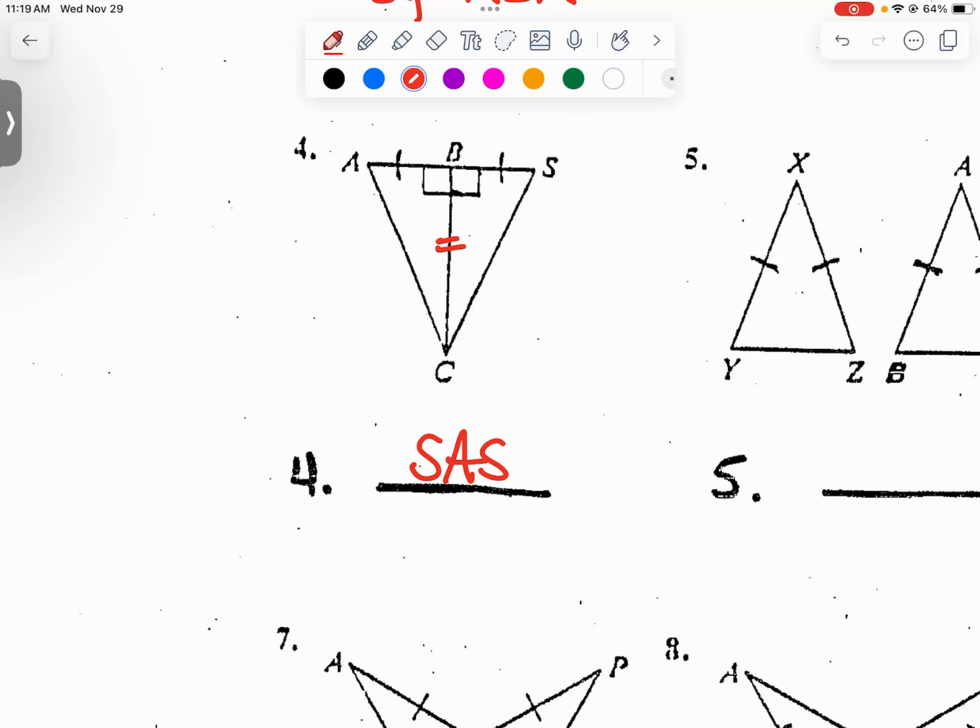Okay, I'm not gonna write the congruency statements just to save time. Are you okay with that? Yeah. Okay, 5.